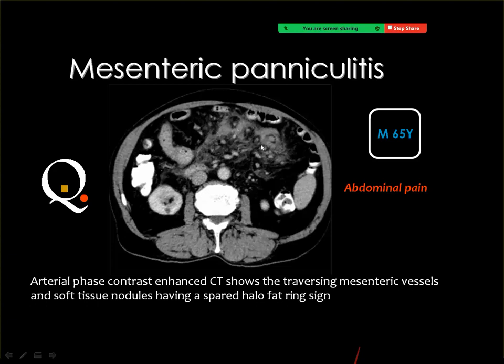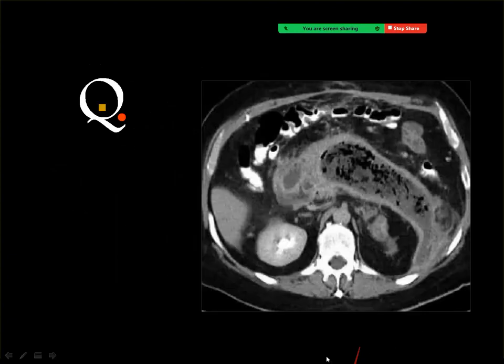The layer of fat that is spared around the mesenteric vessel is one of the diagnostic criteria of mesenteric panniculitis, and is known as the fat halo sign or the fat ring sign. Next case is an abdominal scan after oral and intravenous contrast injection.